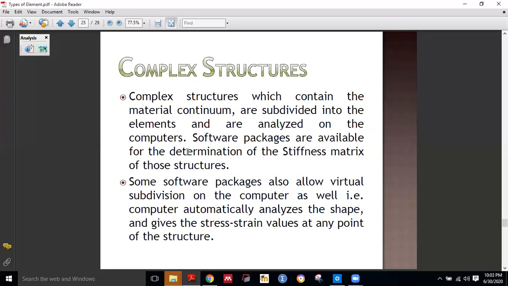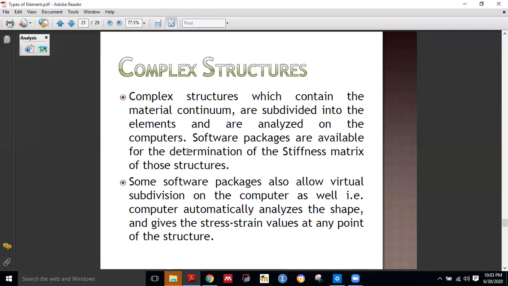The last one is the analysis of complex structures. A complex structure contains the material continuum and is subdivided into elements. As I have told before, a complex structure should be divided into a number of small elements and analyzed on the computer. Software packages are available for the determination of the stiffness matrix of those structures. Yes, I'm going to teach you the software which is required for this kind of analysis.